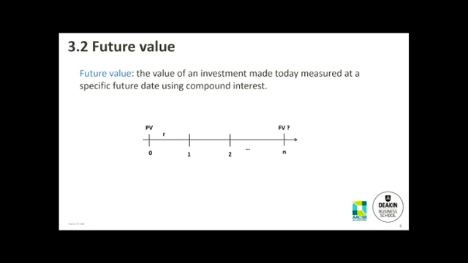All right, future value. Future value is very easy to define. The value of an investment made today, measured at a specific future date using compound interest. The value of an investment made today: I invest $10 into the bank today, measured at a specific future date, in 1 year's time, using compound interest. So the question is simply asking: if I put $10 into the bank today, in 1 year's time, what is the value of my $10? And that is your future value. Does this make sense for you? And that's how we define future value.